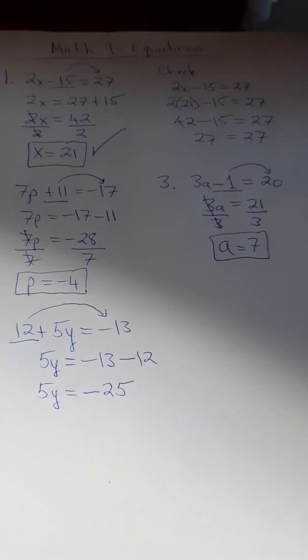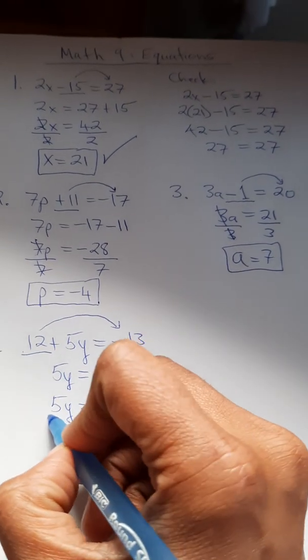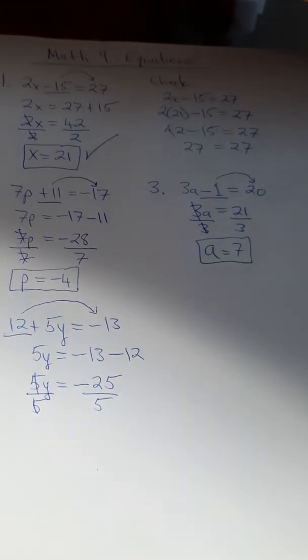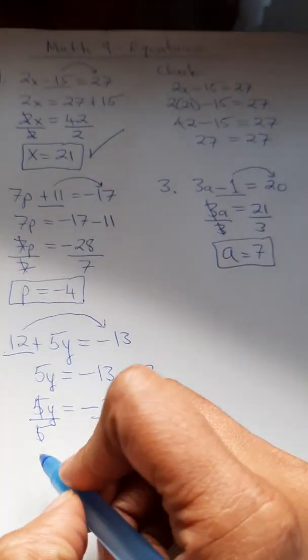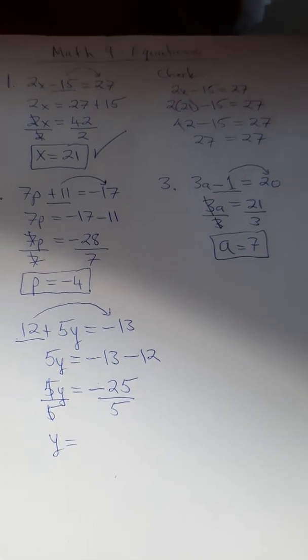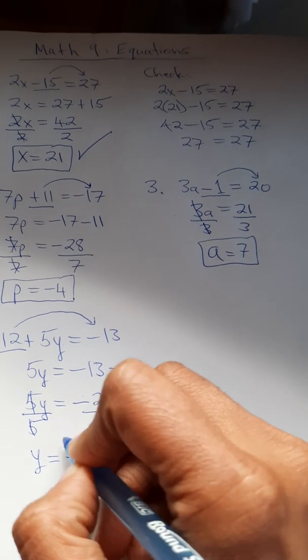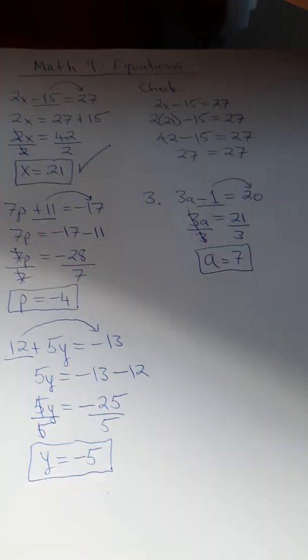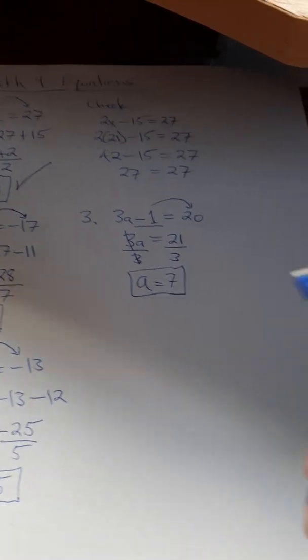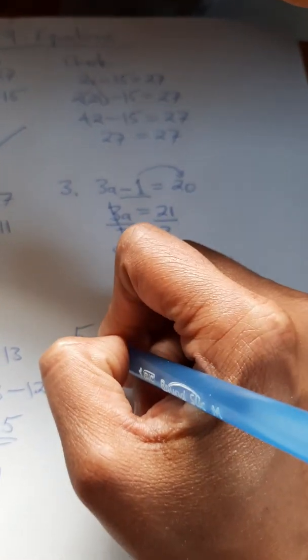Okay, so we're not done here yet. What we're going to do is isolate for y. So divide by 5 on both sides. And you notice the 5 cancels out. So y is equal to negative 25 divided by 5. Y is equal to negative 5. Okay, so this is the final answer right here. So with that, let's go to number 5.